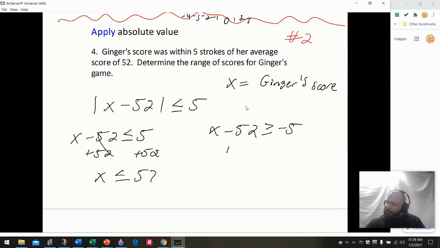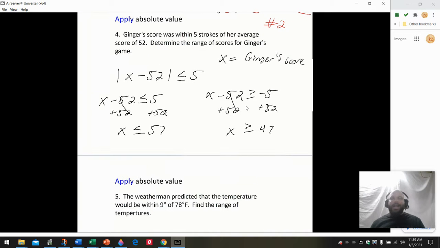Now this one, when I add 52 to both sides, I get x is greater than or equal to 47. And so now we have two inequalities, but these two inequalities can actually be combined into one, because when I flip this second one around, I get 47 is less than or equal to x, but then this says x is less than or equal to 57, like that.